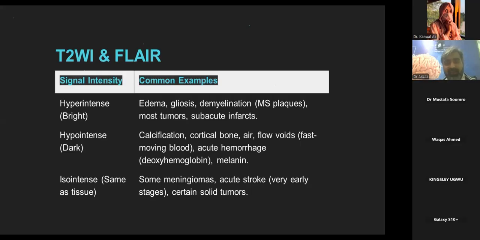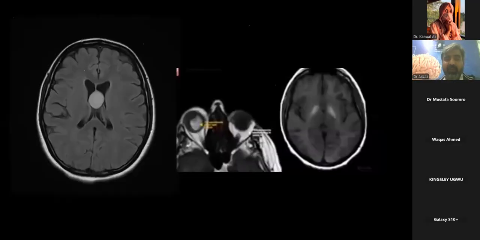So isointense: same, meningiomas, acute stroke in very early stages, certain solid tumors. So what pathologies are there? Anyone? Colloid cyst. Probably a colloid cyst. There is a hyperintense lesion in the ventricles.